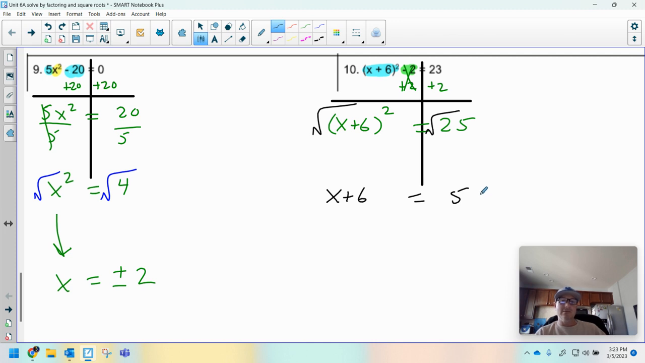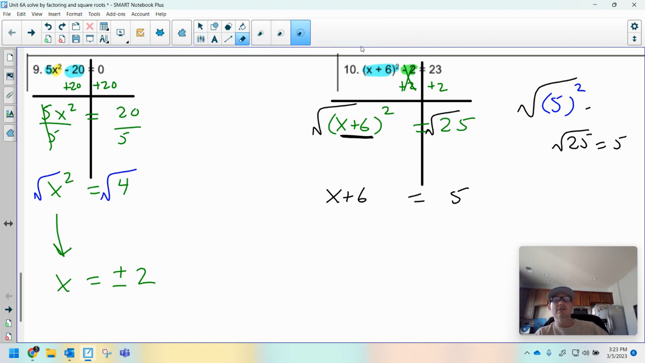That might be confusing, so let me explain. If you had 5 in parentheses and you square it, what would the square root of this be? Well, 5 squared is 25, and the square root of 25 equals 5. So whatever you're squaring, in this case, we were squaring x plus 6, when you take the square root, you're going to be left with whatever that was without the square. Hope that made a little sense. All right.